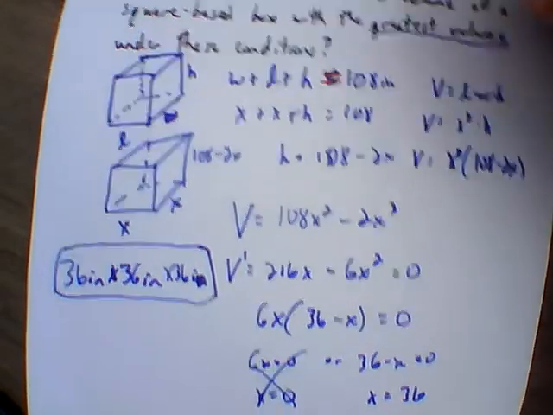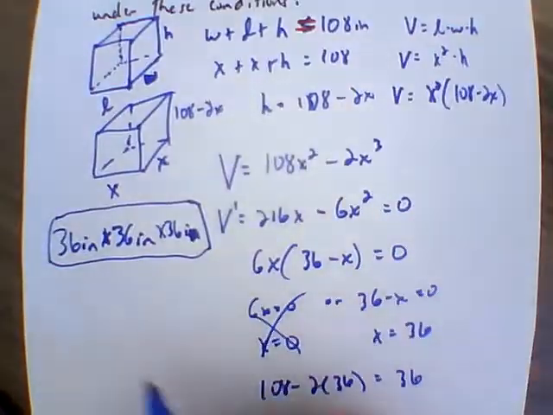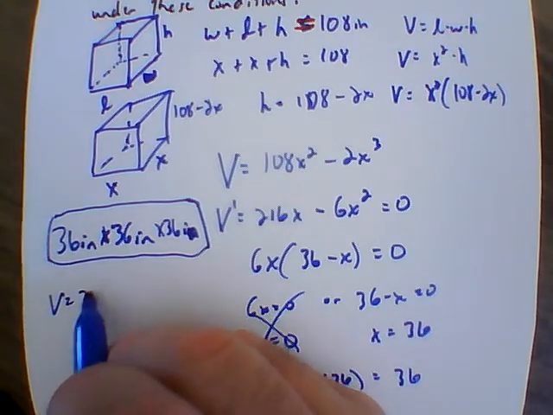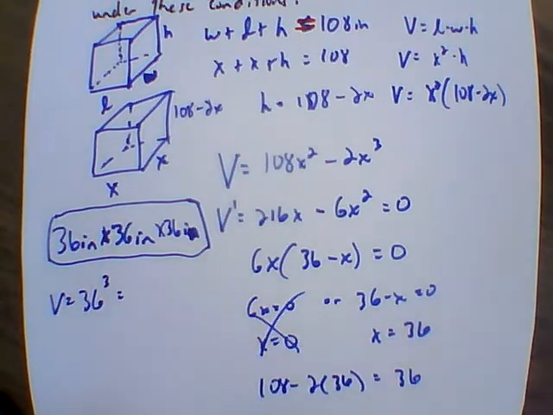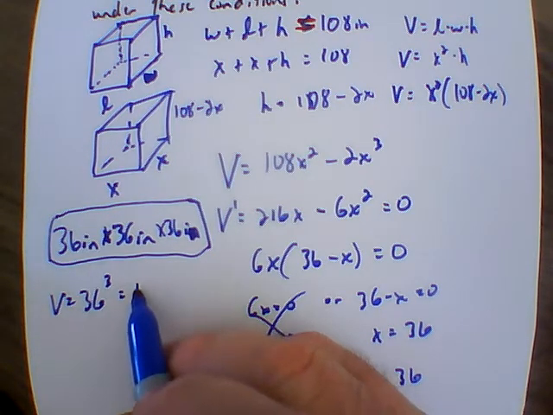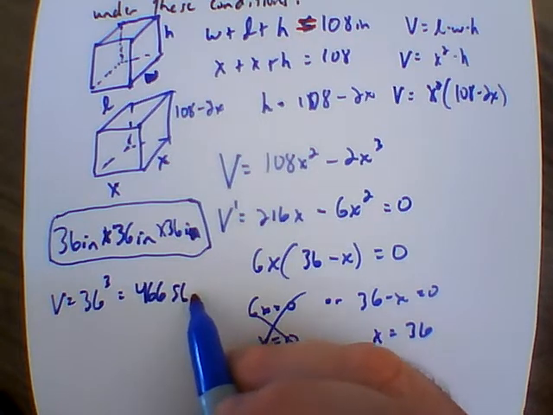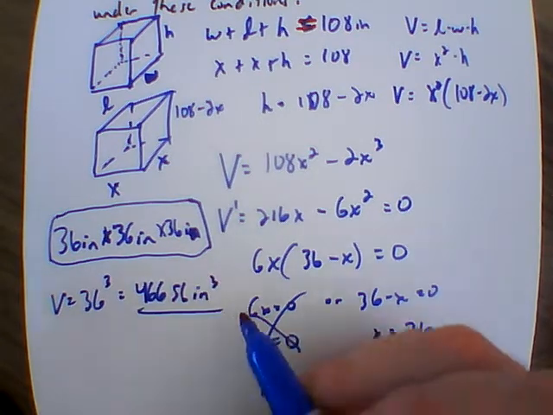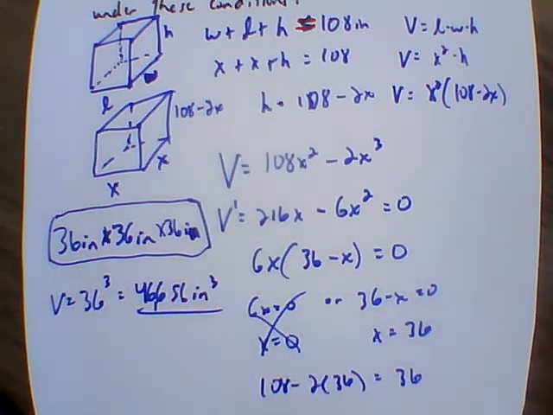And then it asks for the volume. Okay, so what would the volume here be? Well, in this case, we would just take 36 cubed, and we would have 46,656 cubic inches. Okay, and that's how we would do this problem. Once again, this was maximizing a box shape that we're given.